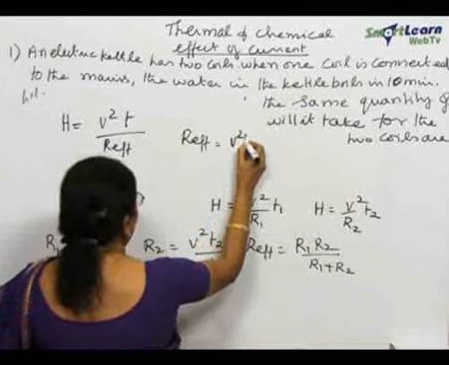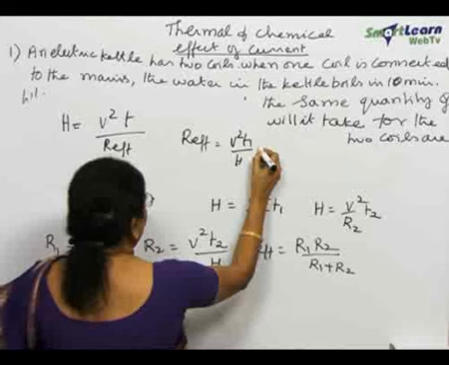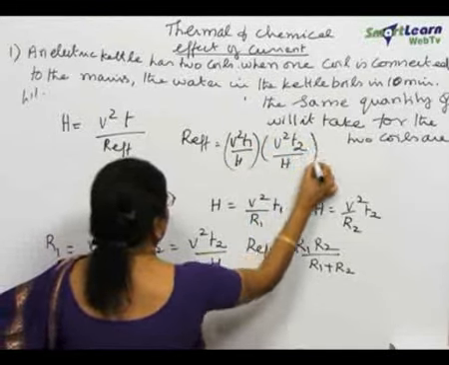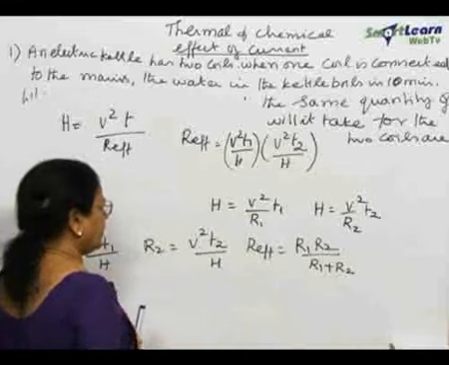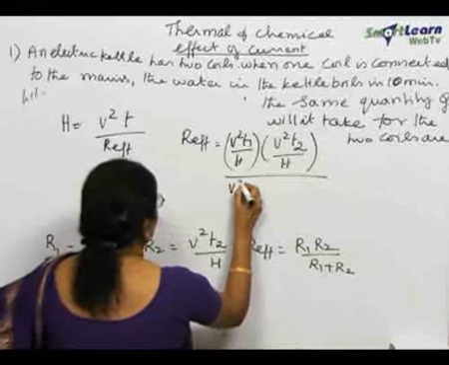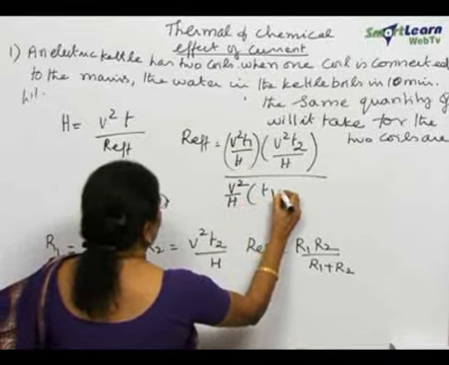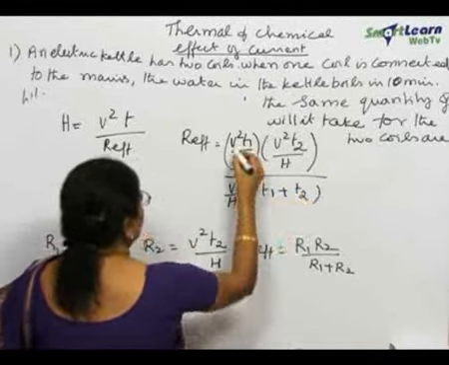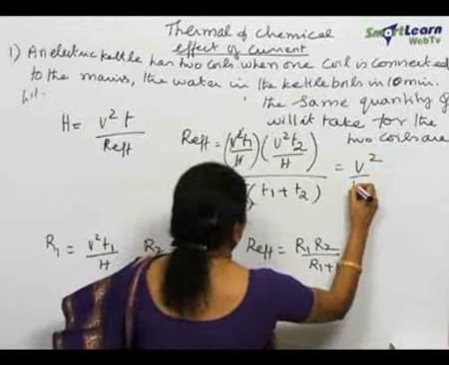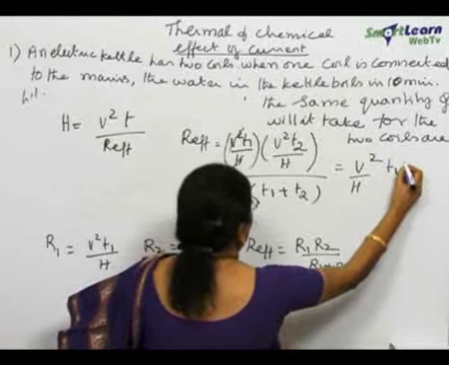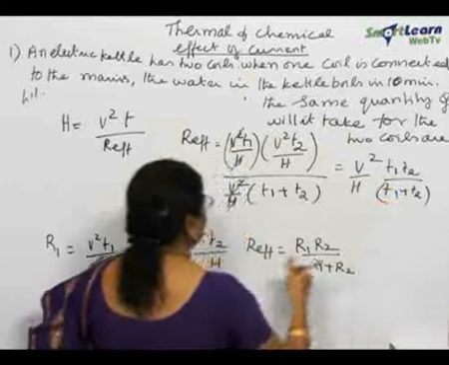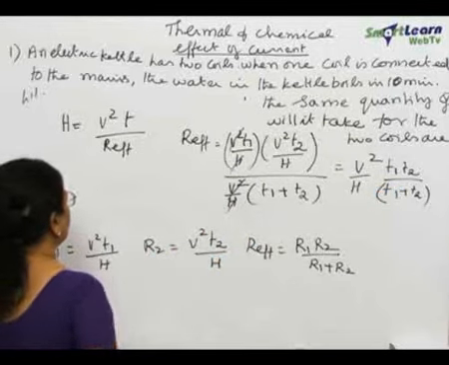So, numerator is V square T1 by H into V square T2 by H, divided by R1 plus R2, that is V square by H times T1 plus T2. We can cancel one V square by H. So, this becomes V square by H times T1 T2 by T1 plus T2. This is the simplification for R effective.